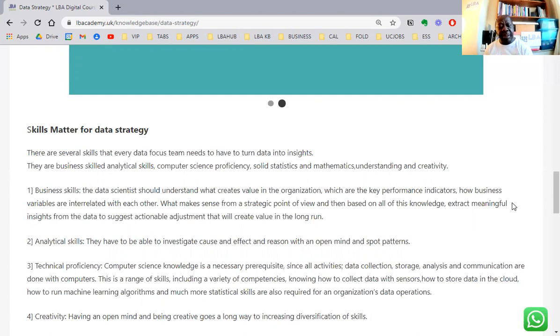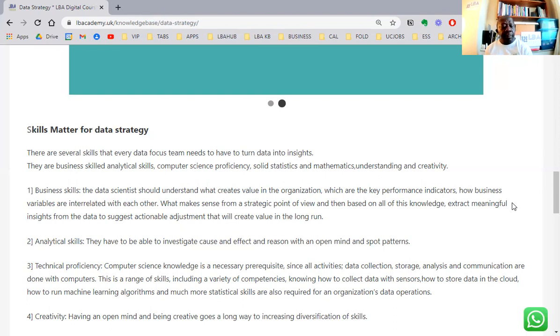Business skills: the data scientist should understand what creates value in the organization, which are the key performance indicators, commonly referred to as KPIs, how the business variables are interrelated with each other, what makes sense from a strategic point of view, and then based on all of the knowledge, extract meaningful insight from the data to suggest actionable adjustments that will create value in the long run. So you as a business manager, business owner, you could kind of help step up to the plate.